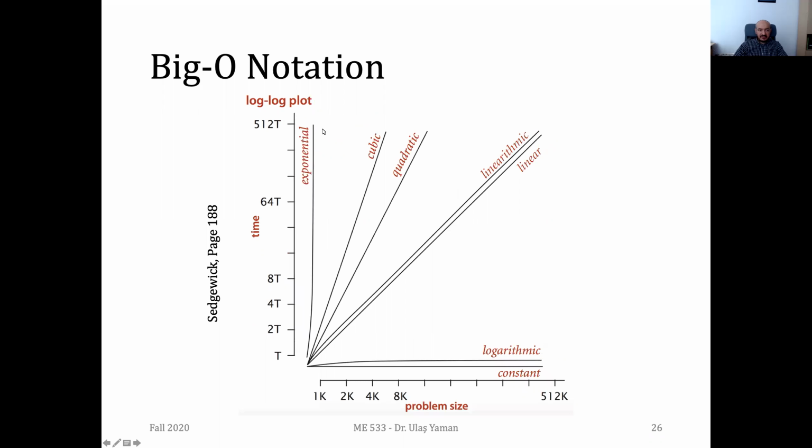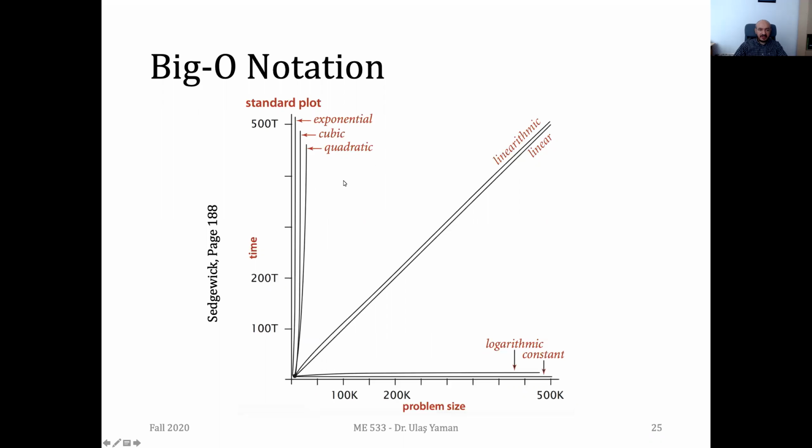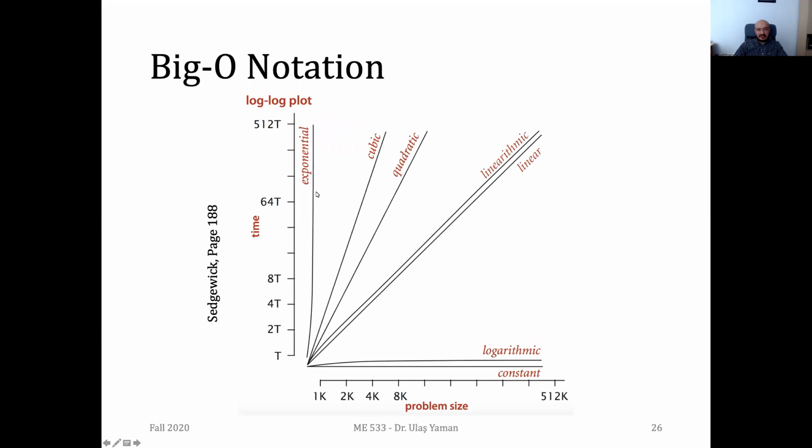This is a better view. I think this is a logarithmic plot. You can now easily see the difference between the exponential, cubic, and quadratic. In the previous one, it's quite difficult to see the gap, but here it is much easier, and you can see a bigger gap between the constant and the logarithmic, and also between the linearithmic and linear.